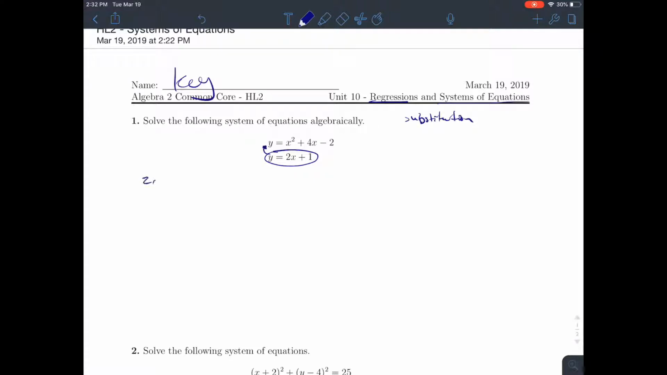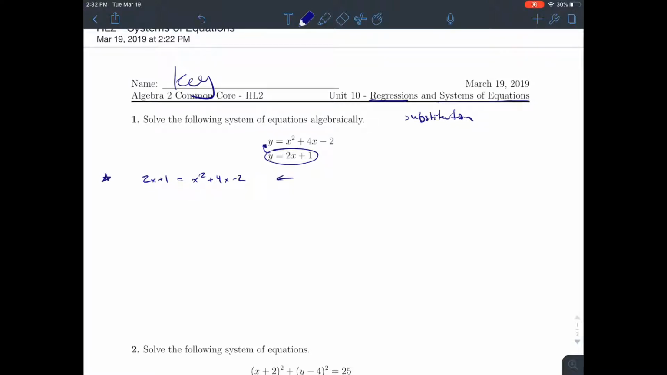So this leaves us with 2x plus 1 equals x squared plus 4x minus 2. Now this equation, with the star next to it, is significantly better than our other two equations because we only have a single variable x that we're trying to isolate. There are no y's in this equation. So because there's no y's, we just solve it like normal. Minus 2x, minus 2x, minus 1, minus 1. 0 equals x squared plus 2x minus 3.